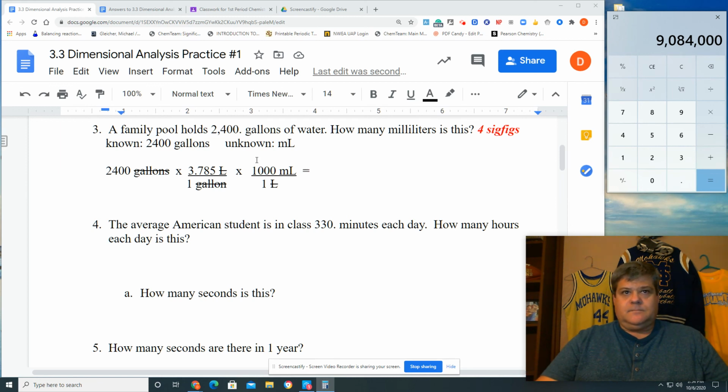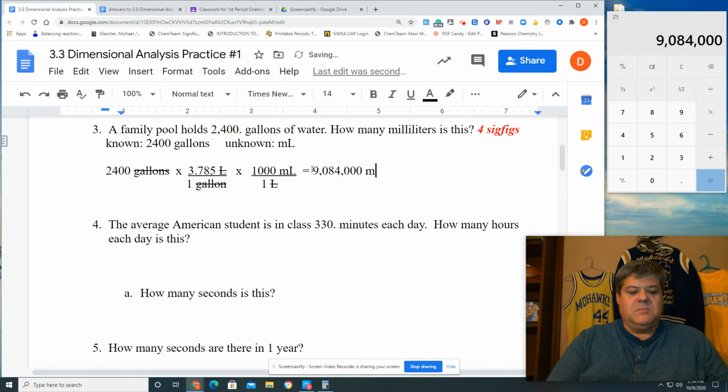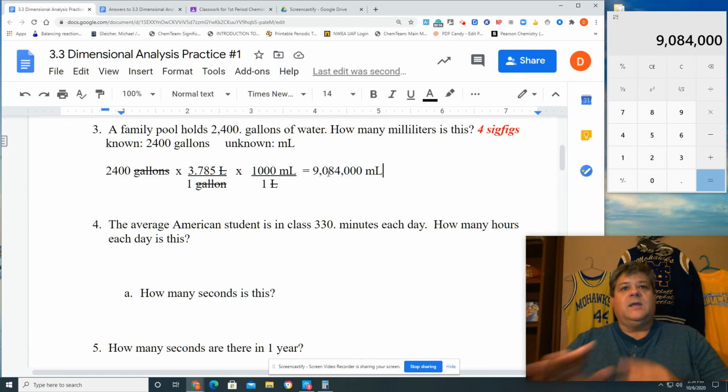I end up with this large number, 9,084,000, and that is in milliliters. I need it in 4 significant figures. So how many significant figures do I have here? I have 1, 2, 3, 4. The 0 is significant because it's trapped in between. These trailing zeros are not significant because there's no decimal in the number. So it's already at 4 significant figures.